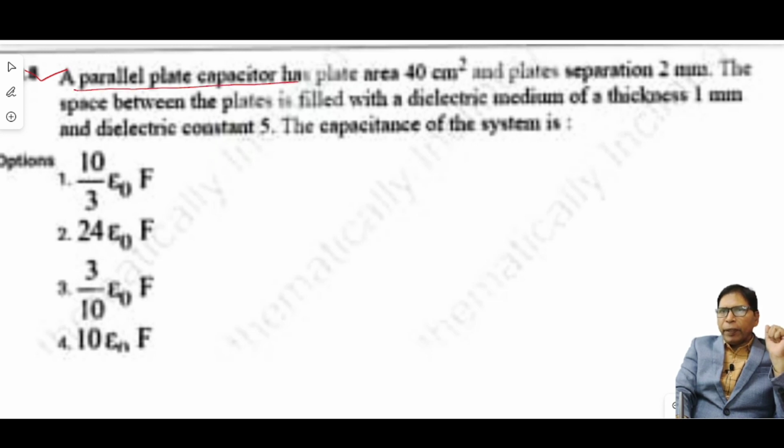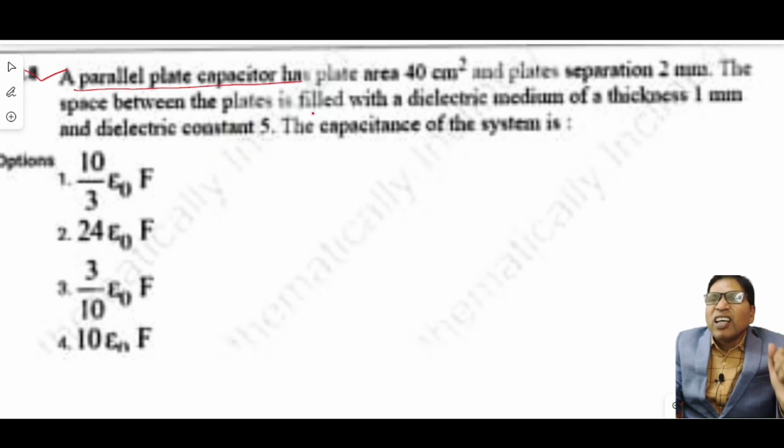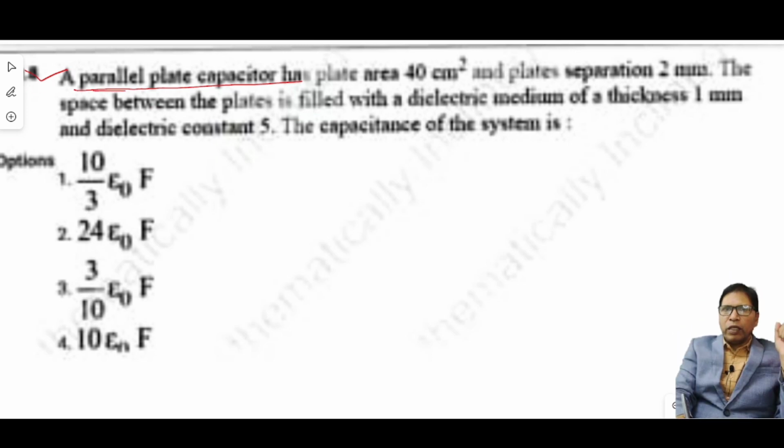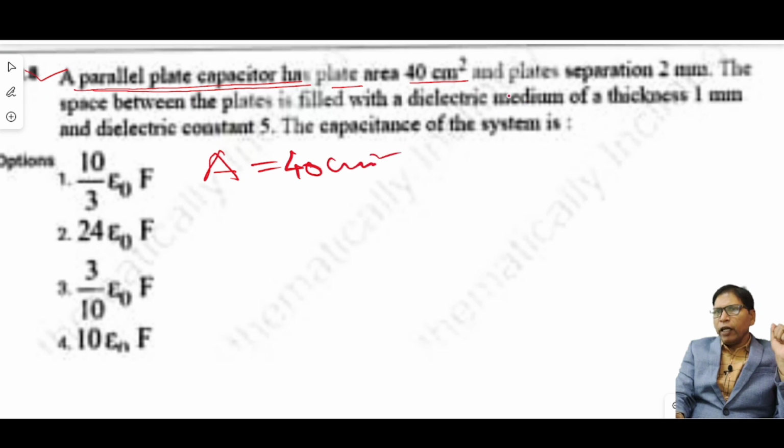A parallel plate capacitor has plate area 40 cm square. So A equals 40 cm square. The plate separation is 2 mm. Therefore, d equals 2 mm. The space between the plates is filled with a dielectric of thickness 1 mm and dielectric constant 5. The capacitance of the system is.